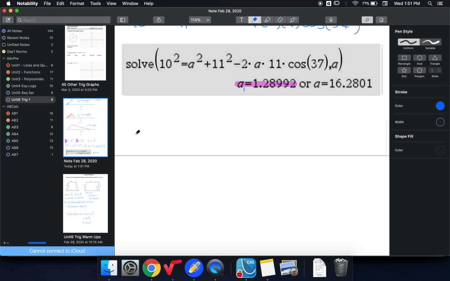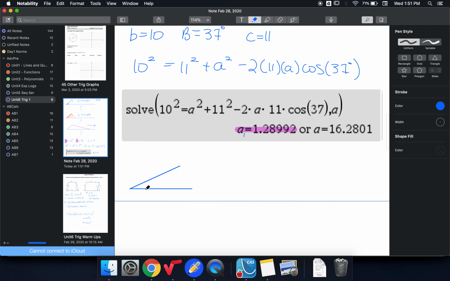So my angle is what I'm going to start with. 37 degrees looks something like that maybe. This is my 37 degrees, and that must make this angle B. Across from B is side B, which will be 10. And I'm going to make it come way back in because side A is 1.289 basically. So this will be angle A. Side A is going to be that little bit of 1.289.